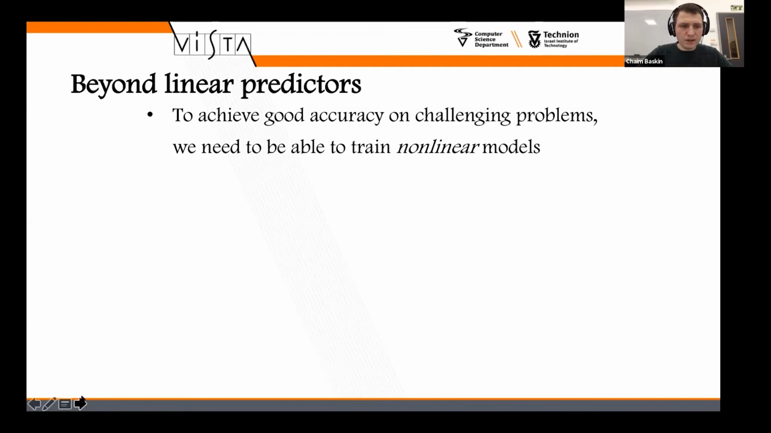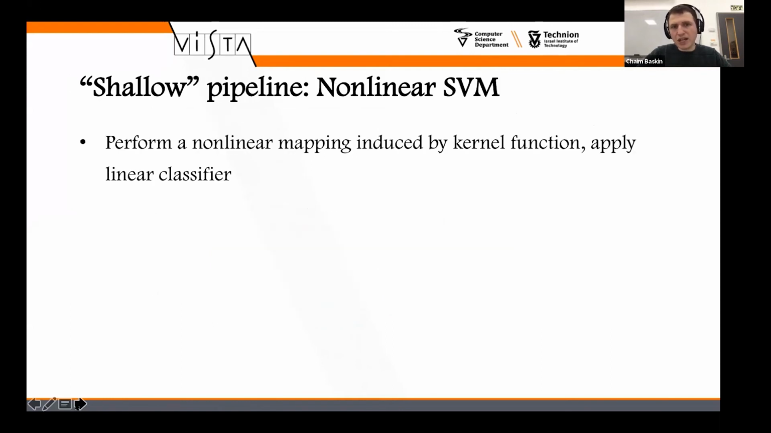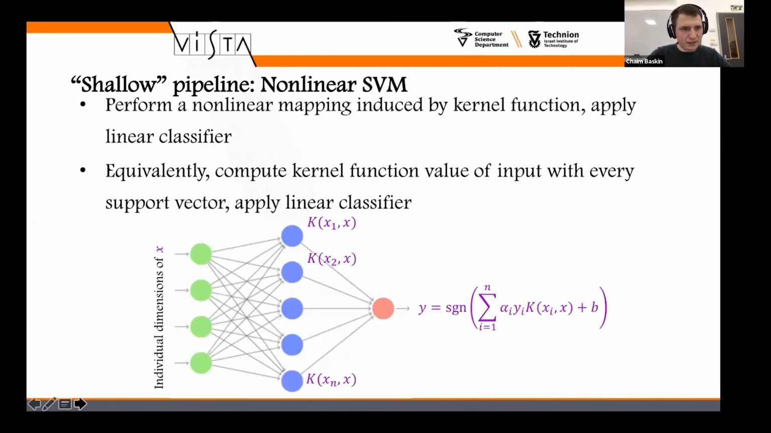So traditionally we have a shallow approach: we have raw data, we have a complicated feature transformation, then we use a simple classifier and we get a label. A shallow pipeline is actually a nonlinear SVM, as I talked about before, with a polynomial kernel. The polynomial kernel gives us the option to work with nonlinear functions. It's our upsample trick, and we can perform a nonlinear mapping induced by the kernel function and apply it to our classifier.